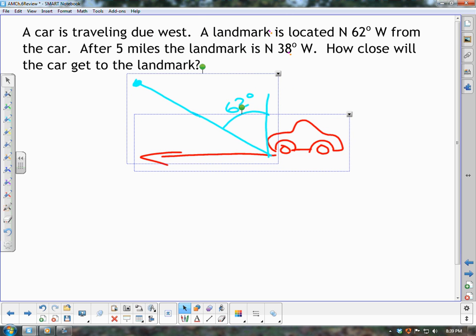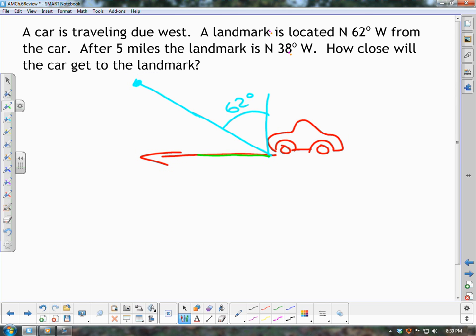All right. Then it says after 5 miles, so now the car has driven 5 miles. Now it is north 38 west. How close will the car get to the landmark? So it's going to continue on this path. We need to find that distance right there.